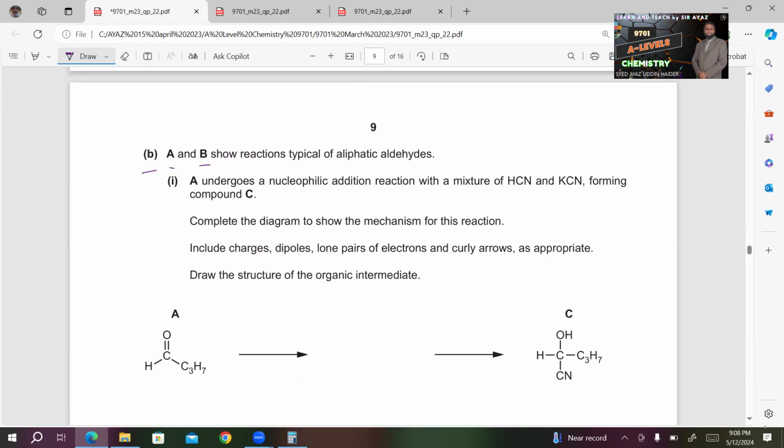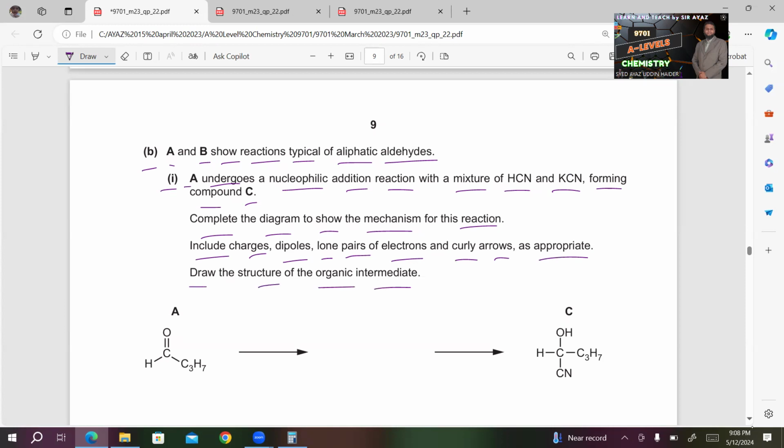B. A and B show reactions typical of aliphatic aldehydes. Number 1, A undergoes a nucleophilic addition reaction with a mixture of HCN and KCN forming compound C. Complete the diagram to show the mechanism for this reaction. Include charges, dipoles, lone pairs of electrons, and curly arrows as appropriate. Draw the structure of the organic intermediate.